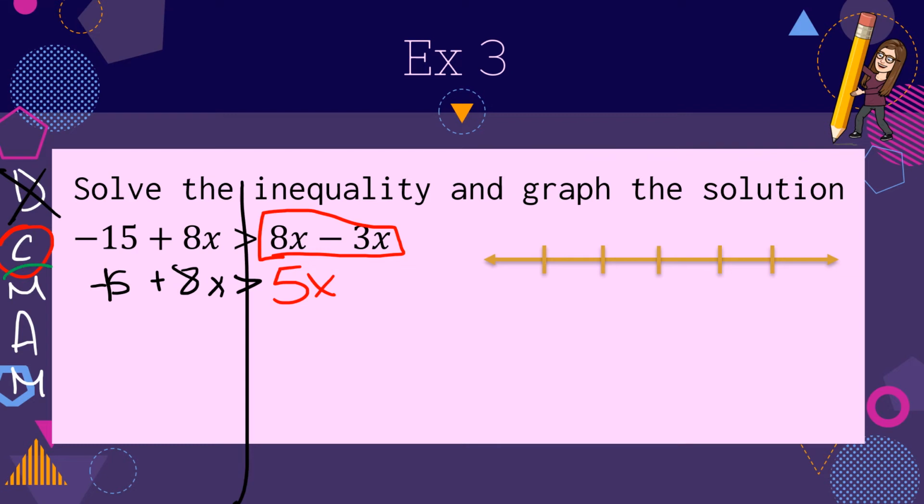Next step is move a variable. Should I move the 8x or the 5x? Now normally I say you get to choose, right? But if I move the 5x, it's empty, and that's not good. So I'm going to move the 8x. Instead of positive, we're going to subtract. So when we move, we always add or subtract. The negative 15 falls down, symbol falls down. 5 subtract 8 is negative 3.